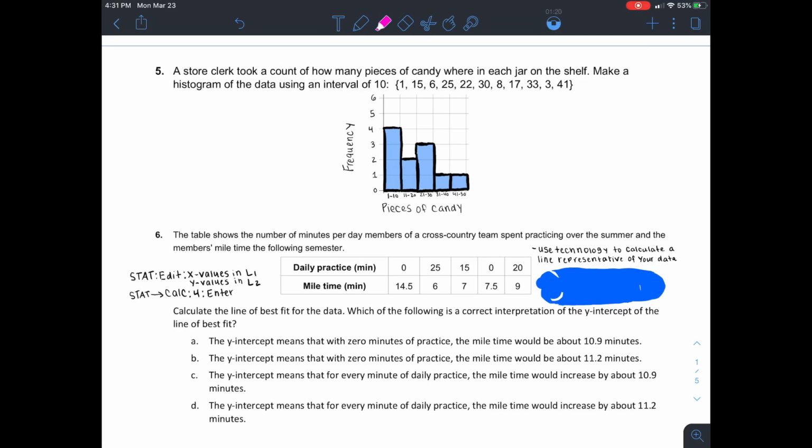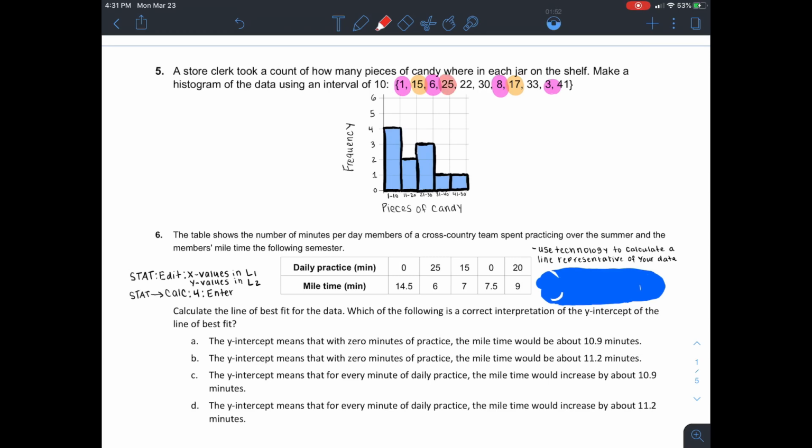That would account for the 1, the 6, the 8, and the 3. It then says that I have 2 jars that have between 11 and 20 pieces of candy in them. That would be the 15 and the 17 in my data set. It says that there are 3 jars with between 21 and 30 pieces of candy. That would be the 25, the 22, and the 30.